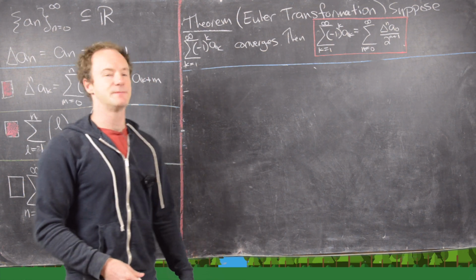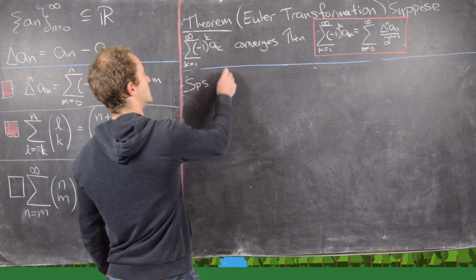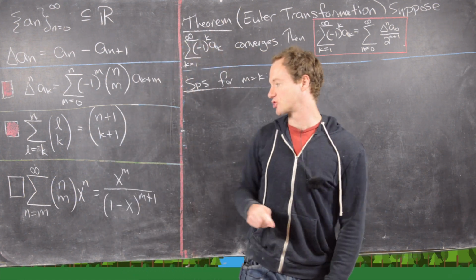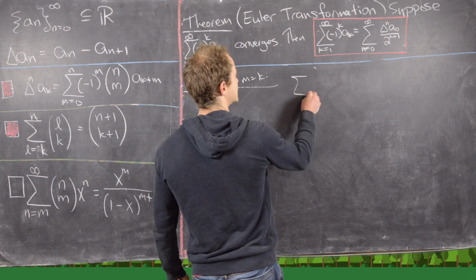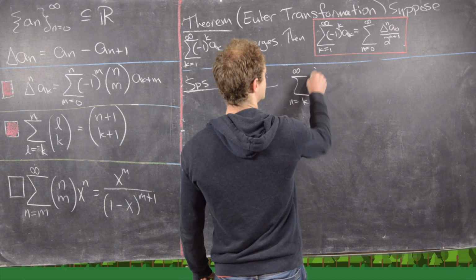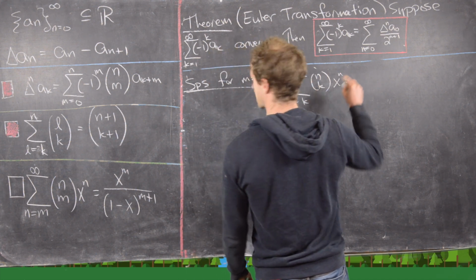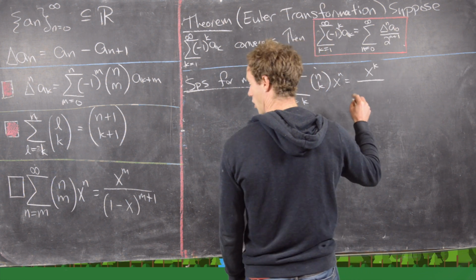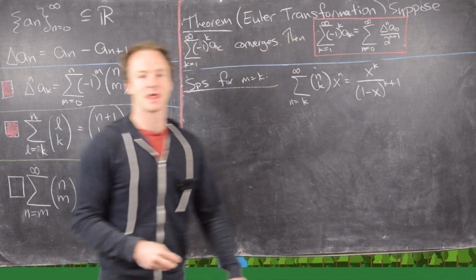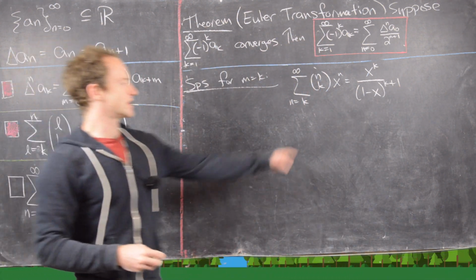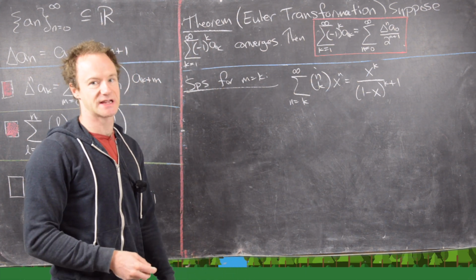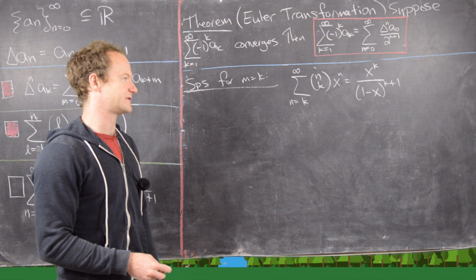Okay, so now let's make our induction hypothesis. Let's suppose for m equals k, we know that this statement is true. In other words, we know that the sum from n equals k to infinity of n choose k, x to the n, is the same thing as x to the k over 1 minus x to the k plus 1. And now what we're going to do is change the right-hand side to make it look like the k plus first case, and then we're going to do the same thing to the left-hand side.